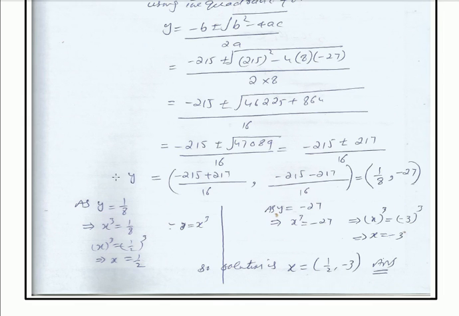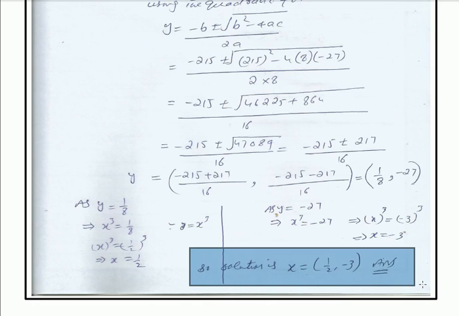As we know that y is equal to x^3, so y = 1/8. When y = 1/8, we know that y = x^3. After simplification, we get x = 1/2. When y = -27, y = x^3. After simplification, we get x = -3. So the solution of the equation is x = 1/2 and -3.